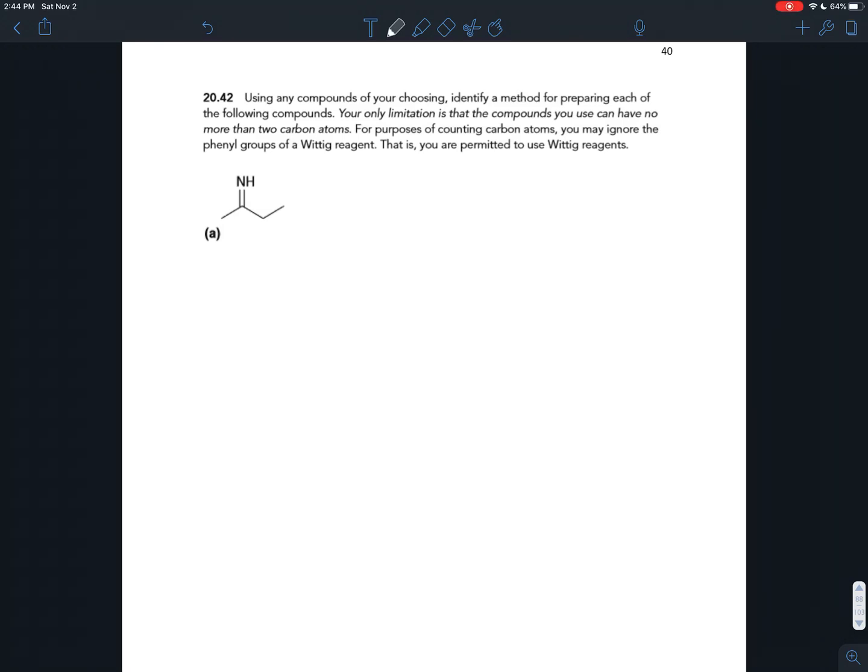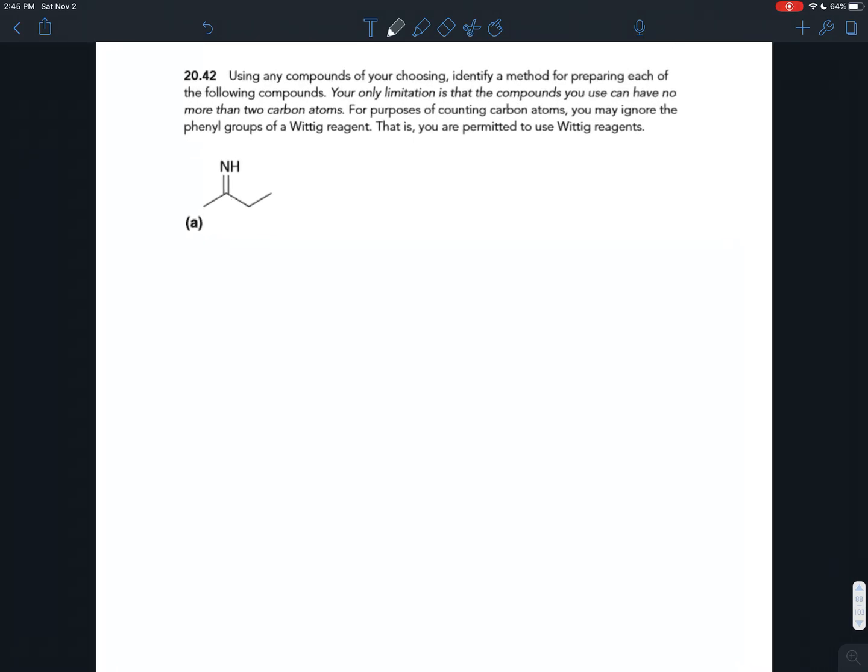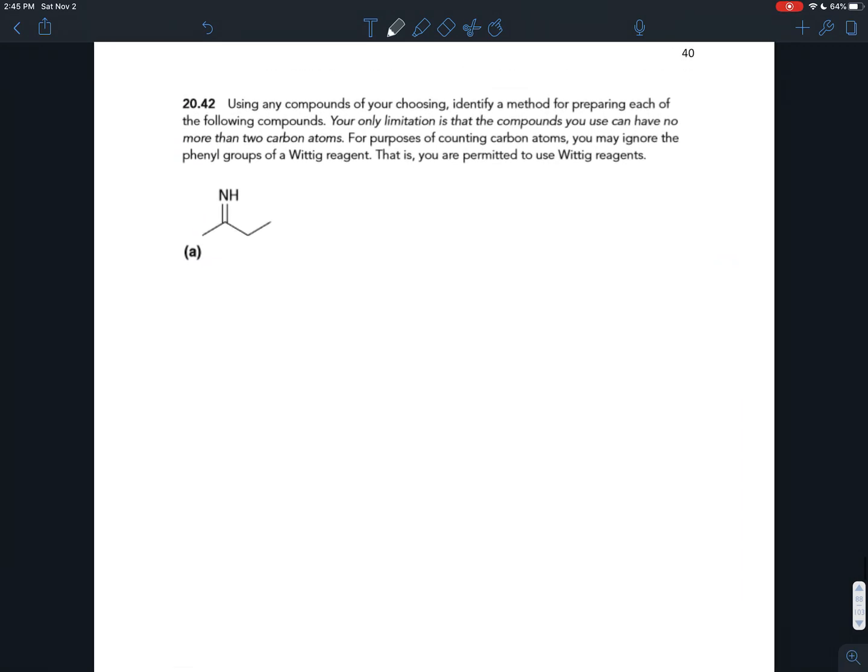So in exercise 20.42, we're still doing multi-step synthesis with aldehydes and ketones. But the question is being presented in a slightly different way. And if you like puzzles, then this will be a fun sort of exercise. Probably on the test, there are two questions on multi-step synthesis for aldehydes and ketones. Probably one of them will be like 20.41, and another one will be like this one, 20.42.